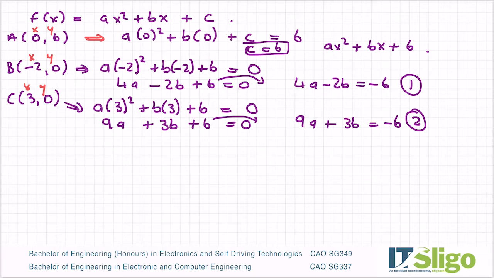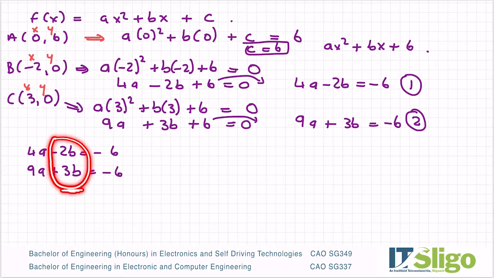Okay, so now let's bring the two equations together. So I have 4a minus 2b equals minus 6, 9a plus 3b equals minus 6. And you know you can cancel the x's or the a's or the b's in this case. I think I'll cancel the b's, bring them up to 6. So I have to multiply the bottom one by 2 and the top one by 3.